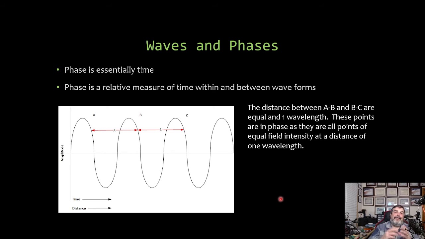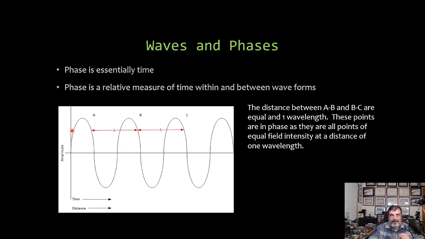Phase essentially is time. When we talk about a waveform and wavelengths and frequencies, if you see our sinusoidal waveform here, when you talk about wavelength, you're talking about the distance it travels along this axis. So if this was one waveform here, we could use our formula to determine how long this waveform is in distance. When we talk about frequency, we're talking about this as time. That's where phase comes in.